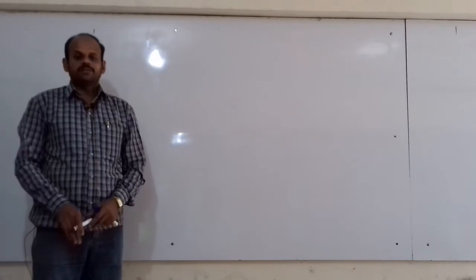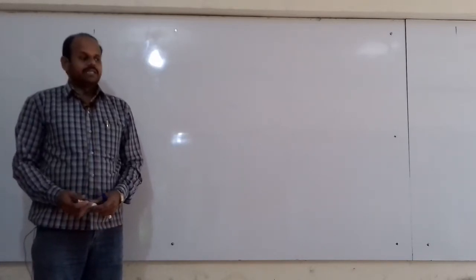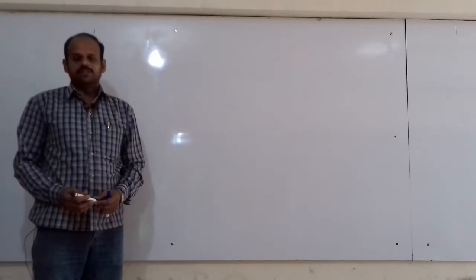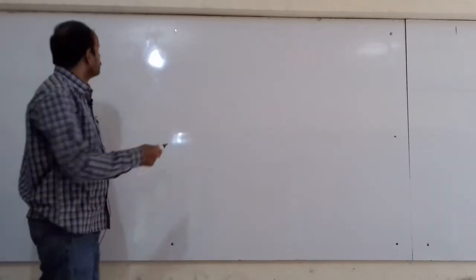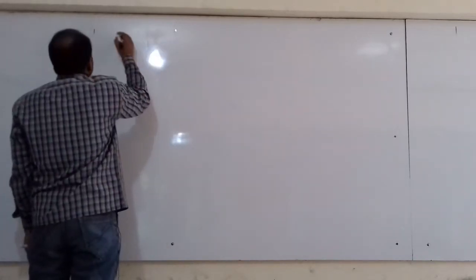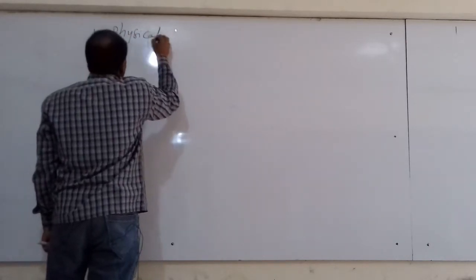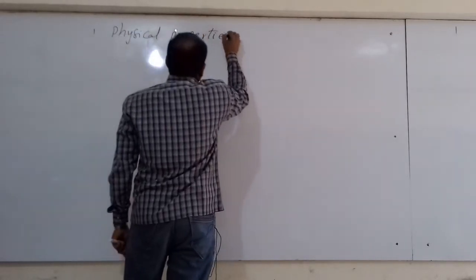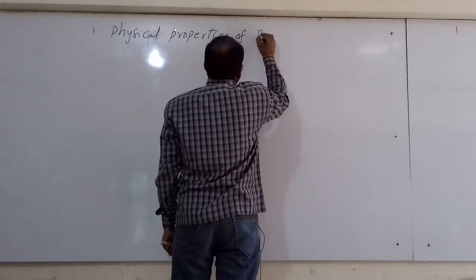In last class we have completed chemical properties of amines and the preparation method of diazonium salt, that is the diazotization method. Next topic is physical properties of benzene diazonium salts.